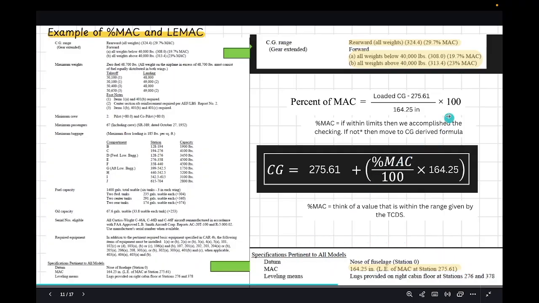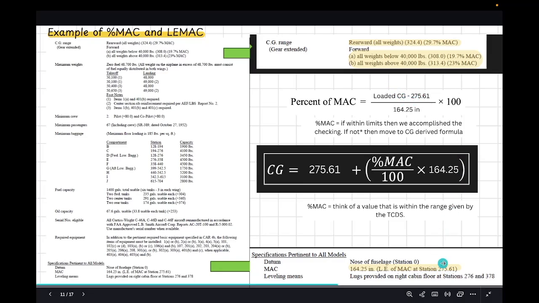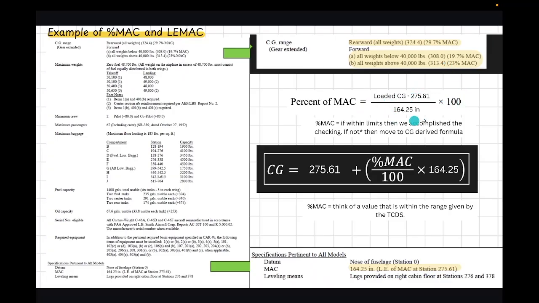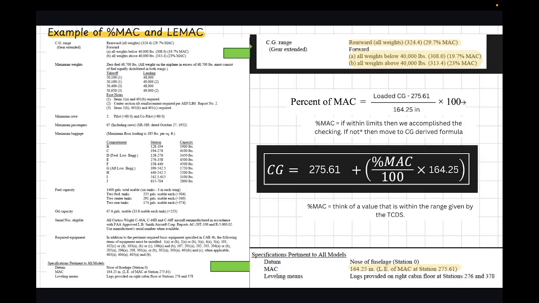Okay. So, let's do an example first for percent of Mach. Earlier, we were given the formula for percent of Mach. Now, let's apply it. Our formula is loaded CG minus LEMAC, where LEMAC is 275.61, divided by Mach, which is 164.25 inches, then times 100. Then we solve. That's how easy it is. So, that's percent of Mach. If within limits, then we can accomplish the checking. If not, we move to the CG derived formula.